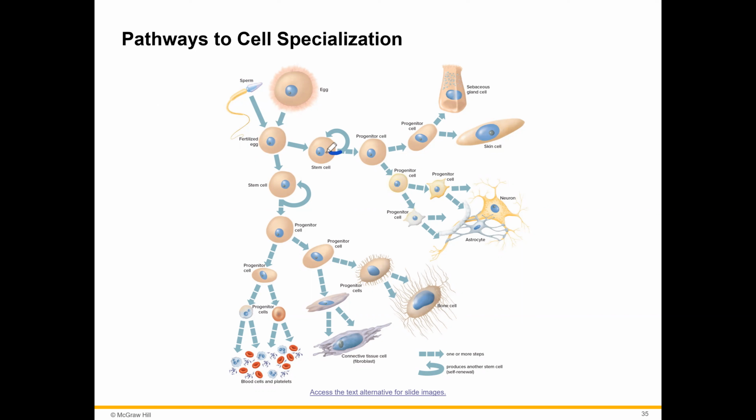Stem cells, you see how they can renew themselves, and when they divide they form progenitor cells. Progenitor cells are undifferentiated cells that can be differentiated into several cell types. You see over here, it can become, for example, a bone cell or connective tissue cells, or different blood cells and platelets and skin cells. So that's the pathway from the stem cells to individual tissue cells.